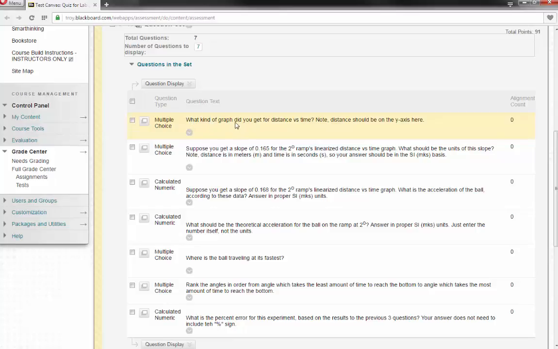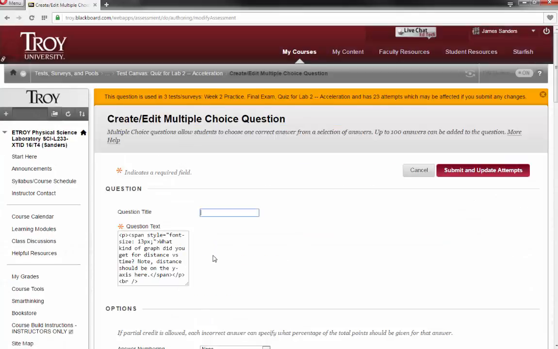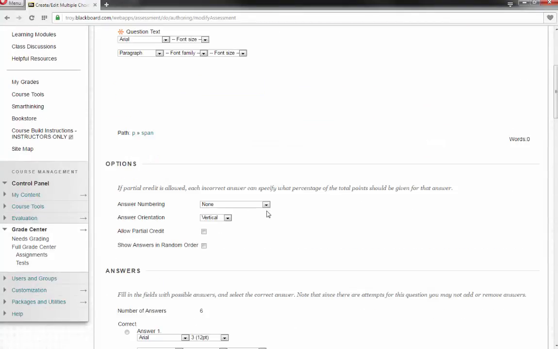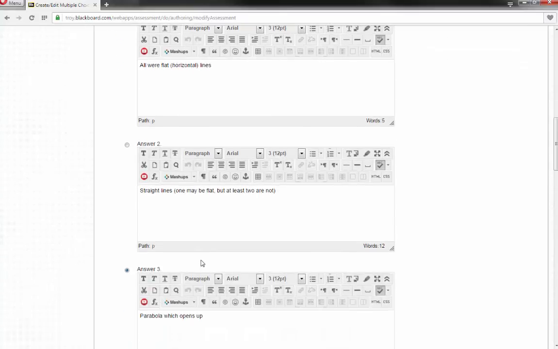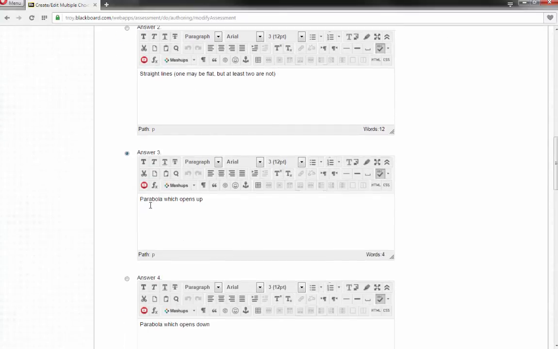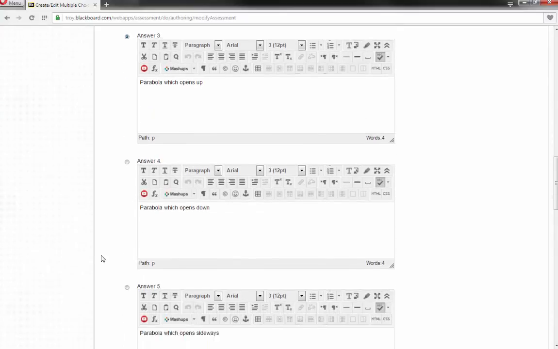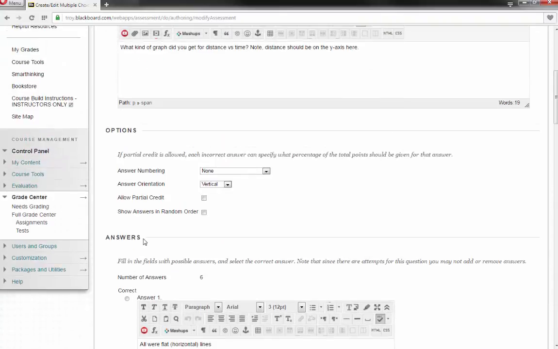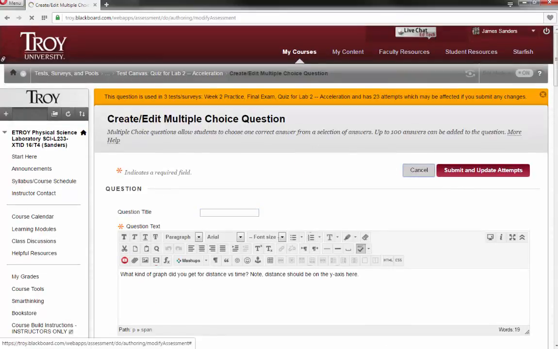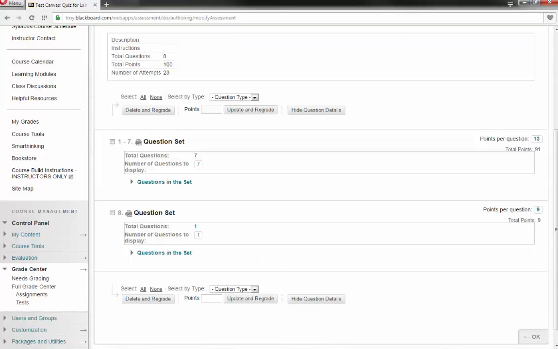First question says, what kind of graph did you get for distance versus time? And if we actually open up this question, what we'll see is that it is in fact a multiple choice question. So you could answer that the graphs were all flat horizontal lines, they were all straight lines, they were parabolas opening up, they were parabolas opening down, they were sideways parabolas, or they were something else. So let's go back and pull up what these graphs look like.